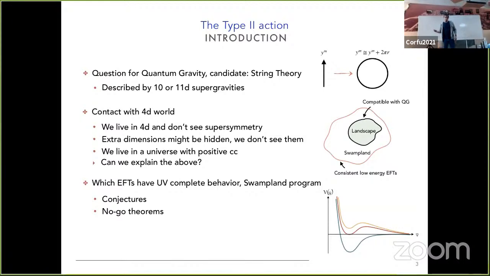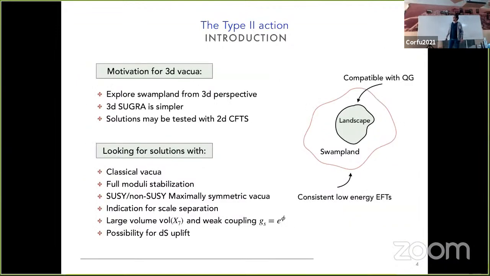How is our research related to the swampland? Actually, the swampland doesn't constrain that you cannot have an EFT in 3 dimensions, but it cannot describe, of course, our universe. So in order to understand the properties and explore the swampland, we will compactify from 10 dimensions down to 3 dimensions. Also, in 3 dimensions, supergravity theories are much simpler, and the vacua that we find can be tested, for example the AdS vacua, with 2-dimensional CFTs that we know better than 3-dimensional CFTs.